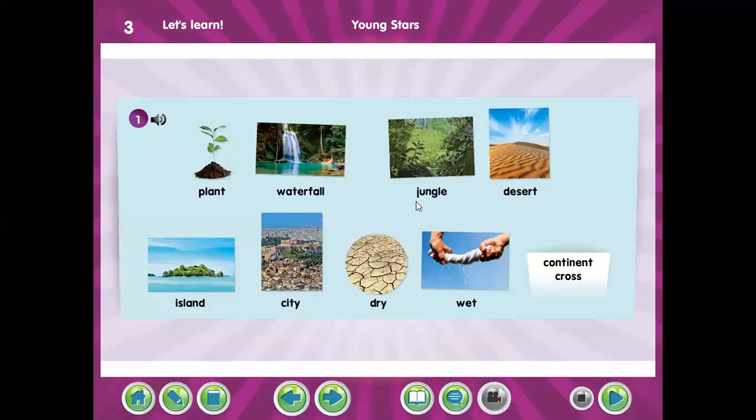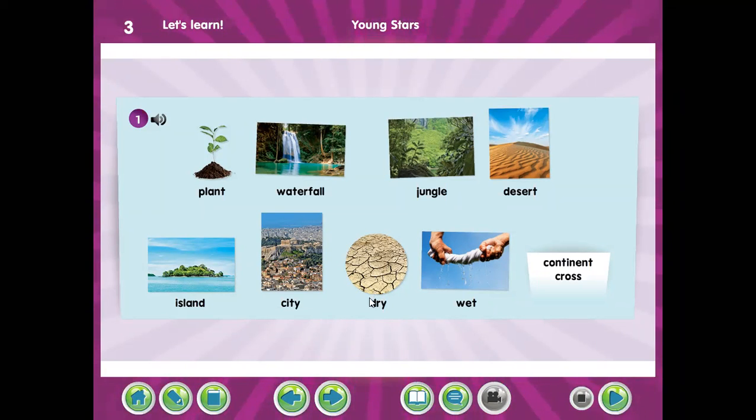Okay, jungle. What is jungle? You know, jungle. Satipo, La Merced, San Ramon are jungles. Okay, jungle. Desert. You know the picture, desert. Okay. Island, the same. Island, you know, similar to Spanish. Okay, island. City, you know what is a city. Huancayo is a city. Lima is a big city.